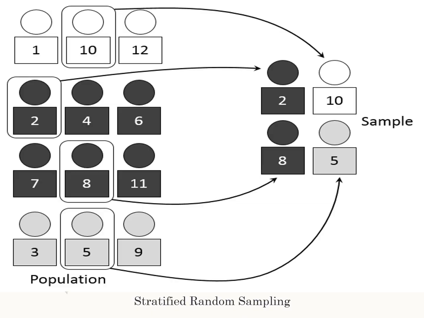We can see in this diagram that the entire population is divided into 4 categories. Each row is a different category, and out of each category we are selecting different items and making a sample subset. This is known as stratified random sampling.